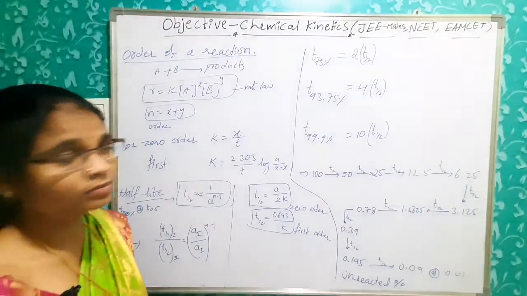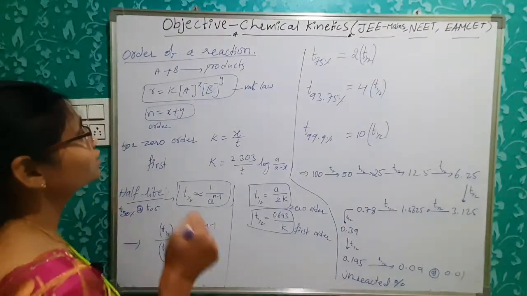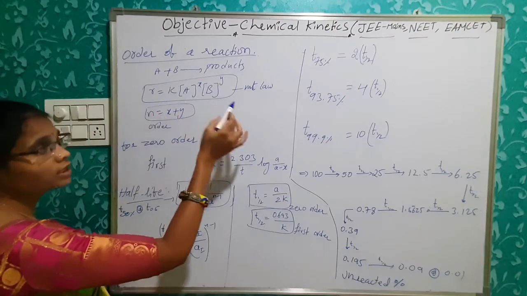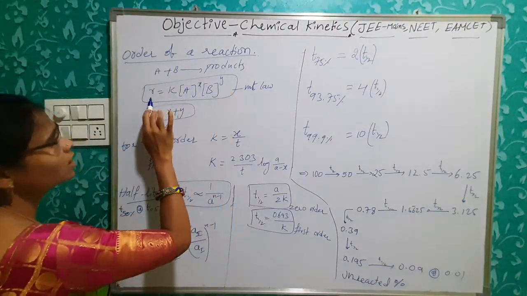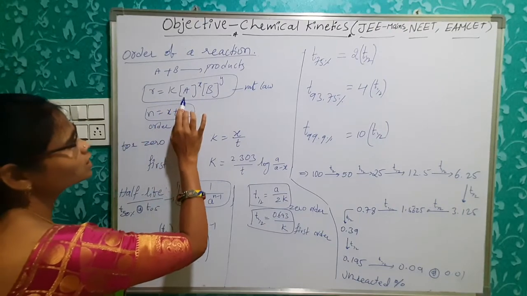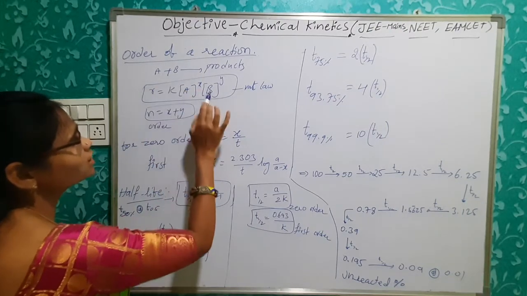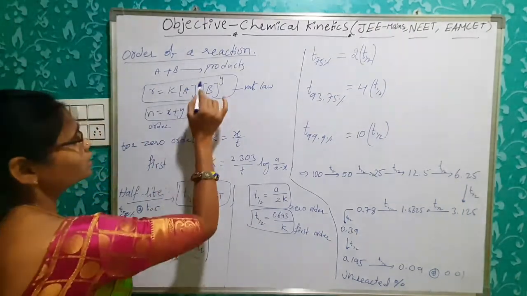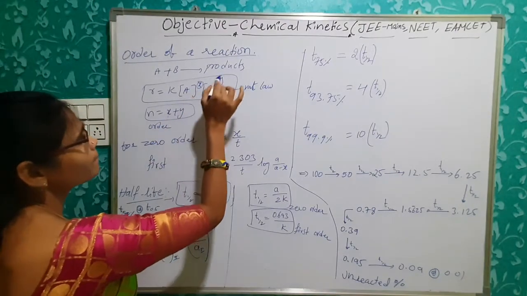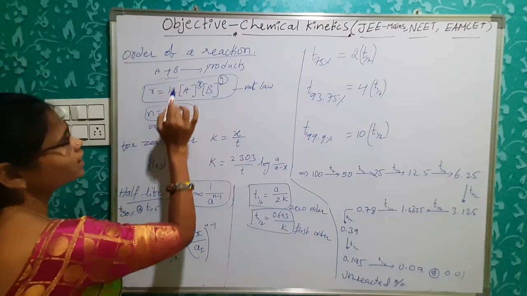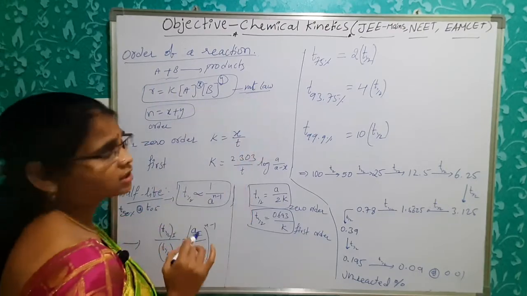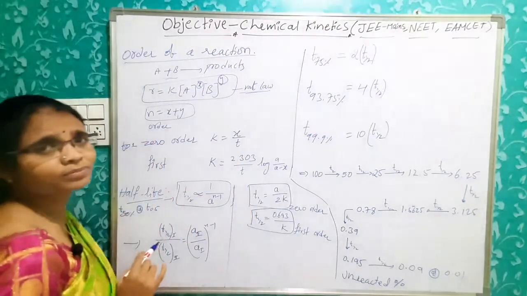Order of reaction. How do we define it? Suppose you take any rate law, rate equation. Suppose A plus B gives product. The rate law is R equals K into concentration of A power X, concentration of B power Y. The sum of the powers of the concentration terms of the reactants in a rate equation is known simply as the order of the reaction.